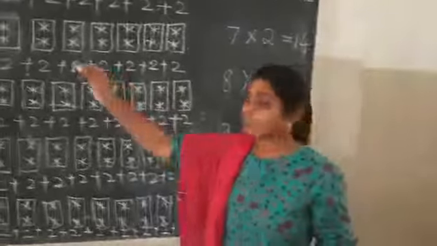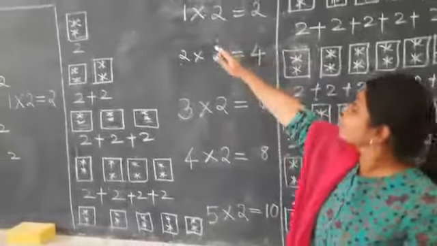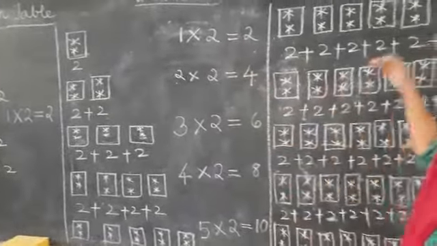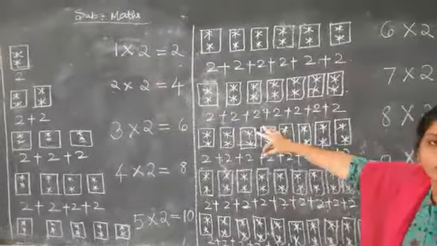So children, look here. Look into the board here. We have written all these multiplication tables in this form.